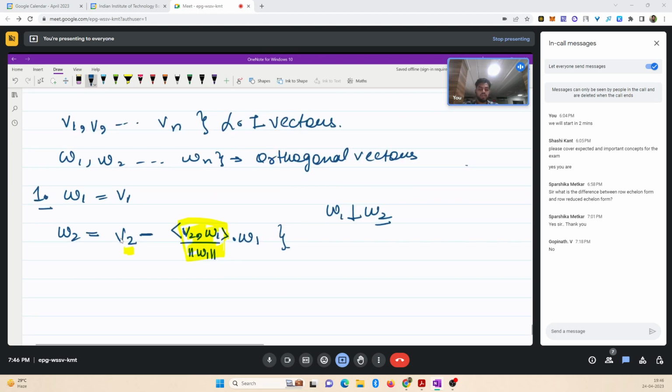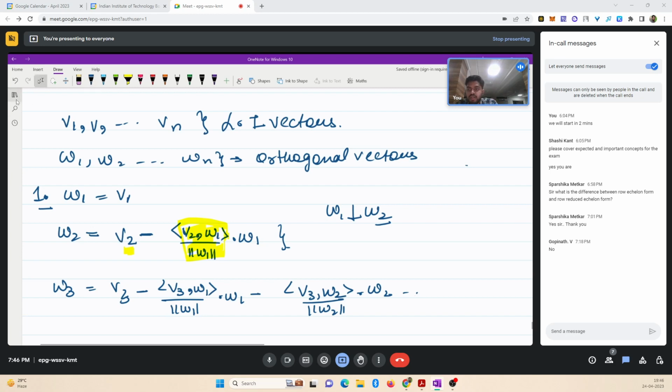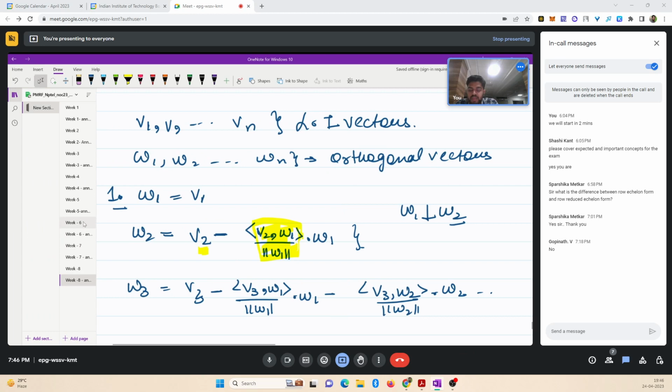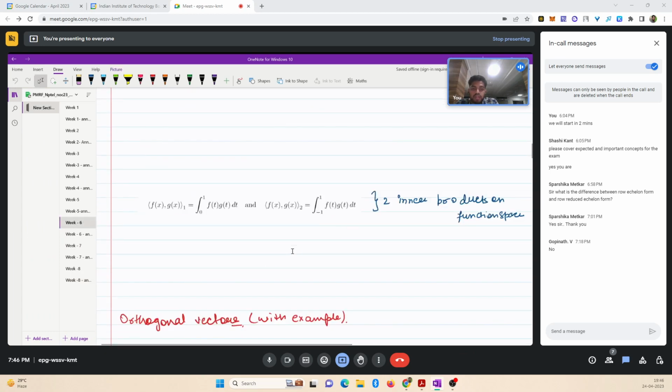Okay. Similarly, if you want to obtain w3, what you will do is v3 minus v3 dot product with w1 over norm of w1 squared into w1, minus v3 dot product with w2 over norm of w2 squared into w2, and so on. So if you have more and more vectors, you can proceed in this way. Okay. I think I have an example from last week. I'll just go through that example.